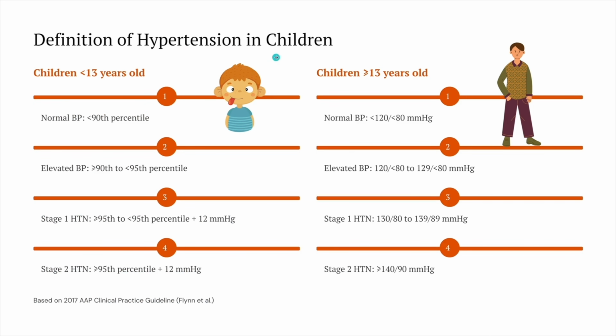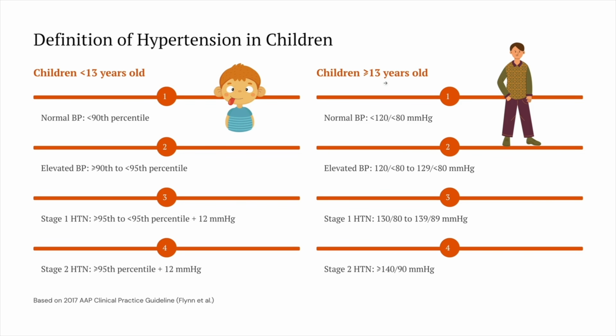What is the definition of hypertension in children? As I said, before 13 years old, we need to think of percentile. So normal blood pressure is below 90th percentile, all right? Elevated blood pressure is between 90 to 95. Stage 1 hypertension is greater than 95 percentile to 95 percentile plus 12 millimeter mercury. So stage 2 is 95 percentile plus 12 millimeter mercury. All right? So just try to remember this. 95 will be the magic number.